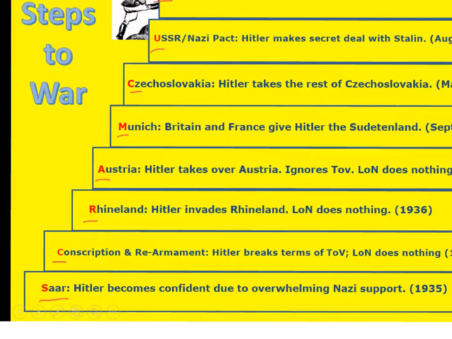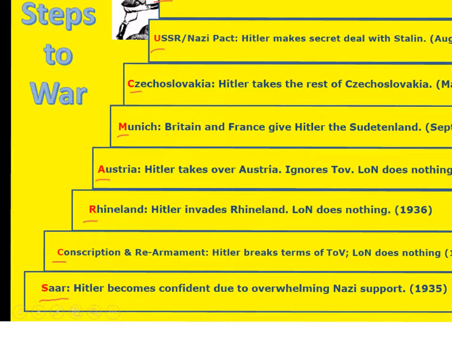But in 1935, as it had always been said would happen in the Saar, there was a plebiscite held, and a plebiscite is where the people who live there get to decide which country they want to be part of. Now, with an overwhelming majority, the people of the Saar voted to join with Germany once again, like they had many years before.